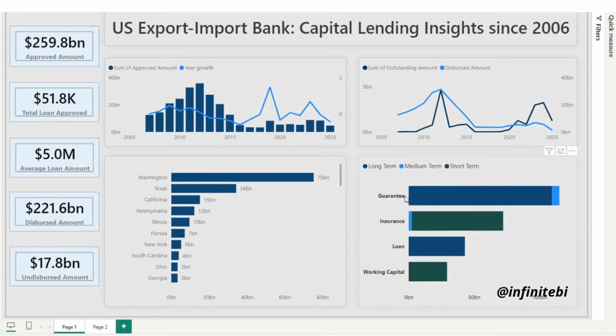Most of the loans have some kind of guarantee, right? And they are also long term. So most of the loans are long term loans and guaranteed loans.